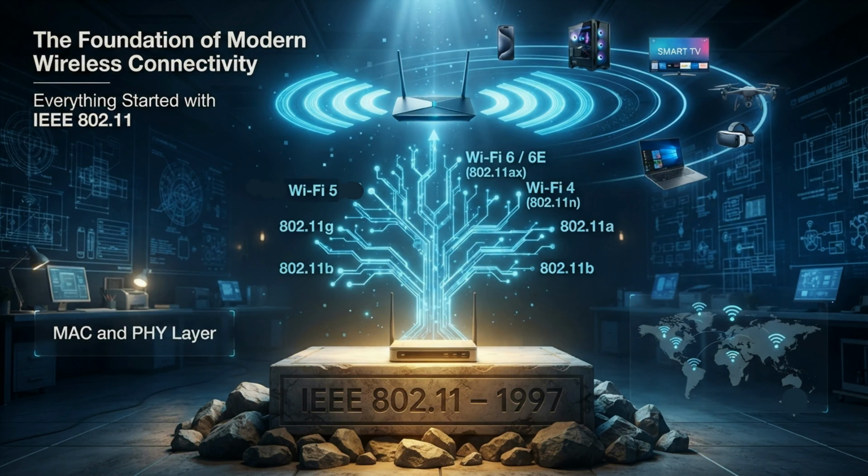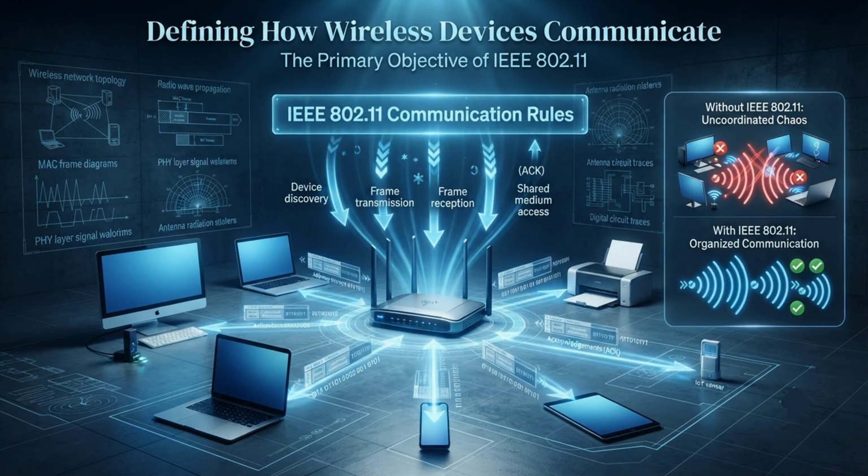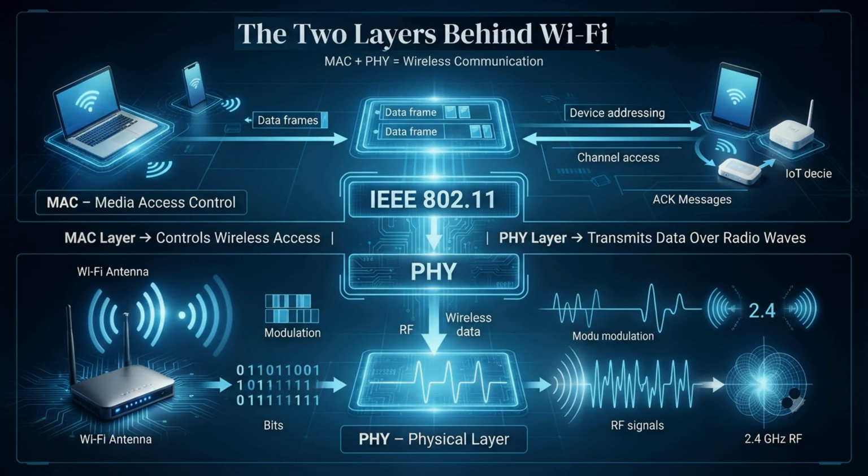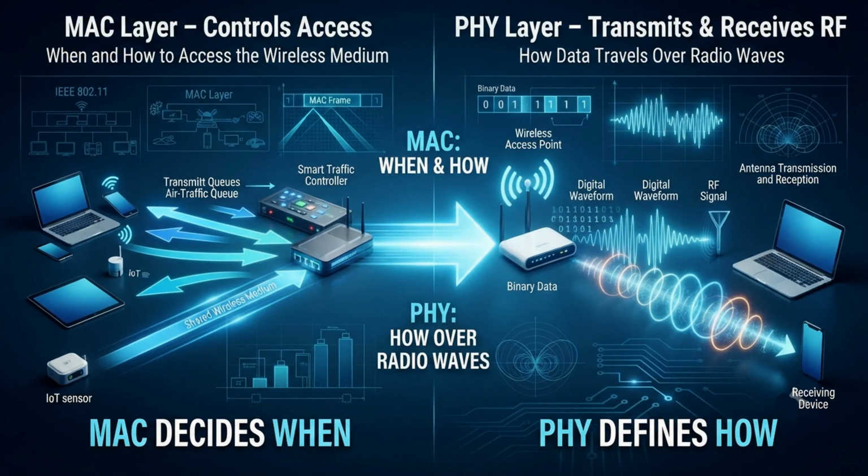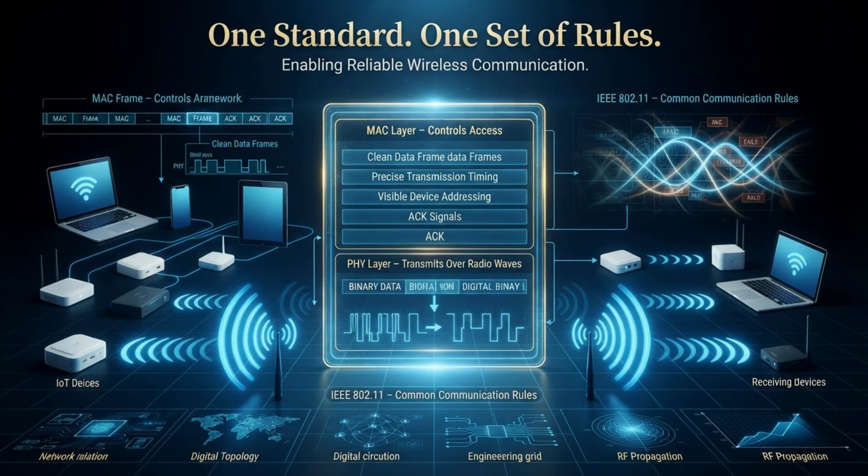Why was IEEE 802.11 created? The original IEEE 802.11 standard was officially introduced in 1997 by the Institute of Electrical and Electronics Engineers, or simply, the IEEE. Its primary objective was to define how wireless devices communicate with one another. To achieve this, 802.11 introduced specifications for two important layers of the networking stack: the Media Access Control, or MAC layer, and the Physical Layer, or PHY layer. In simple terms, the MAC layer determines when and how devices access the wireless medium, while the PHY layer defines how information is transmitted and received over radio waves. Together, these layers establish the rules that every Wi-Fi device would follow to communicate reliably.